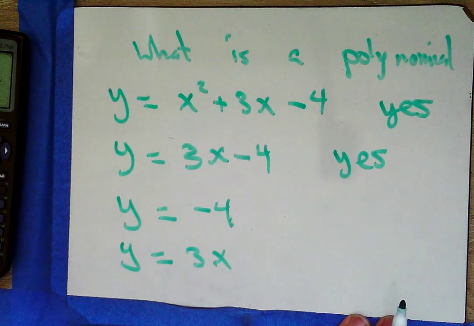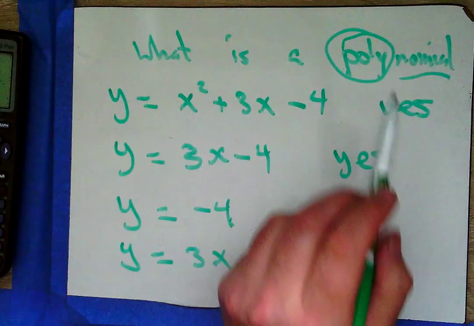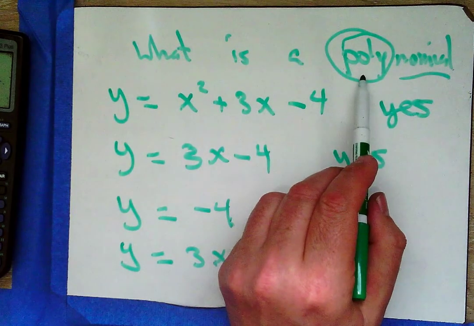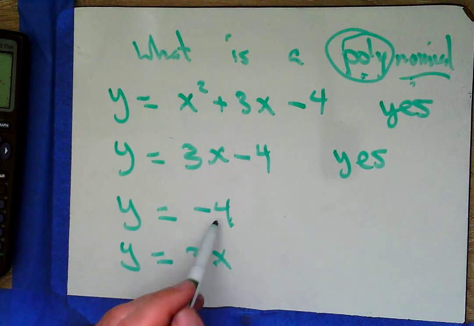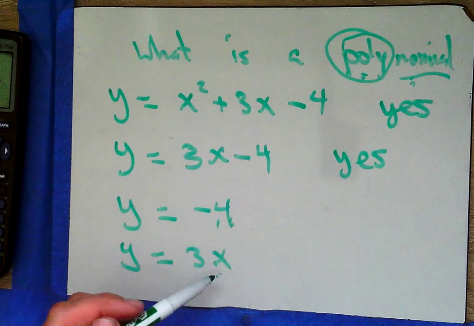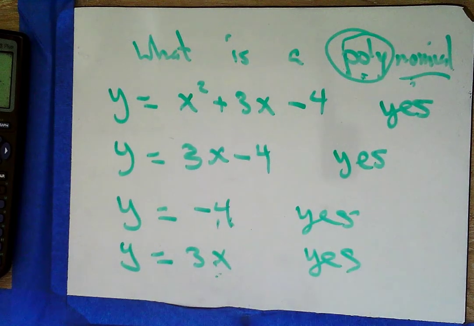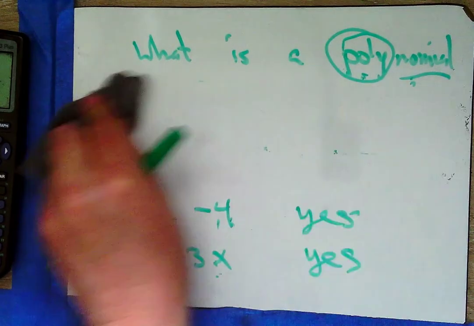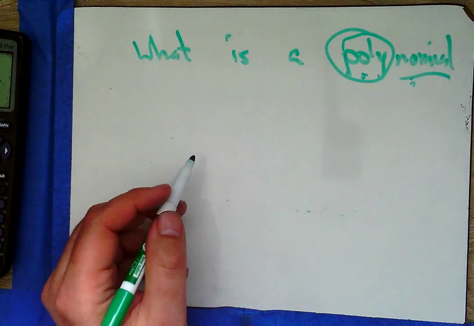And many people say no, because they say, Mr. Kukla, I haven't had Greek yet, but I know that this Greek prefix means many, many terms. And this is not many terms. This is one term. This is one term. So these are not polynomials. And it turns out, yes, they are. Because in math land, we have a definition, a mathematical definition for what is a polynomial.